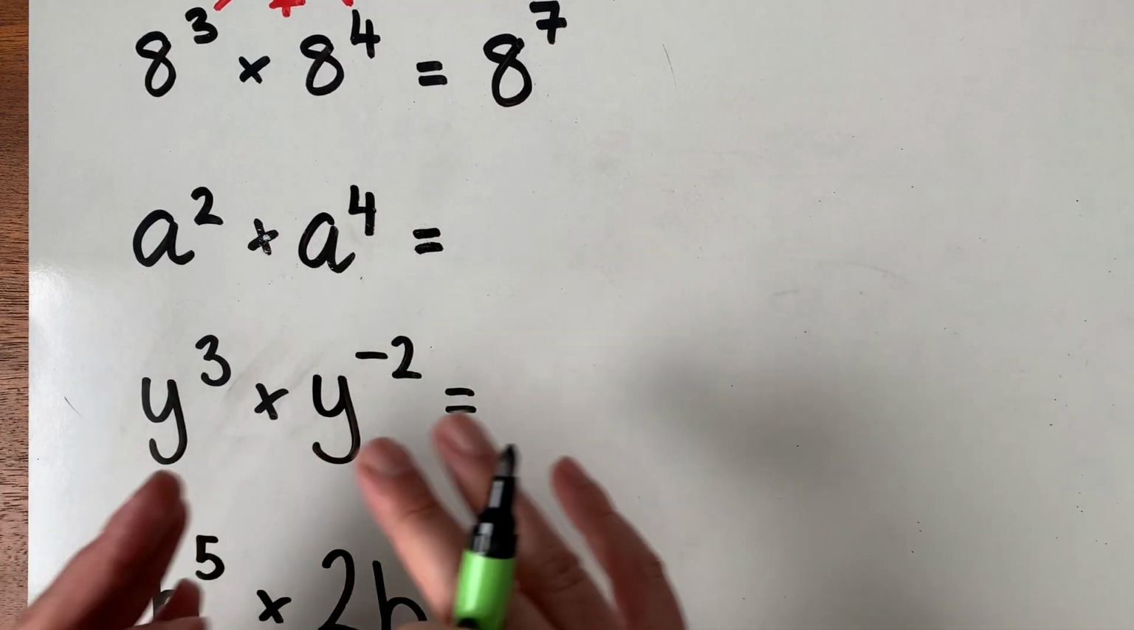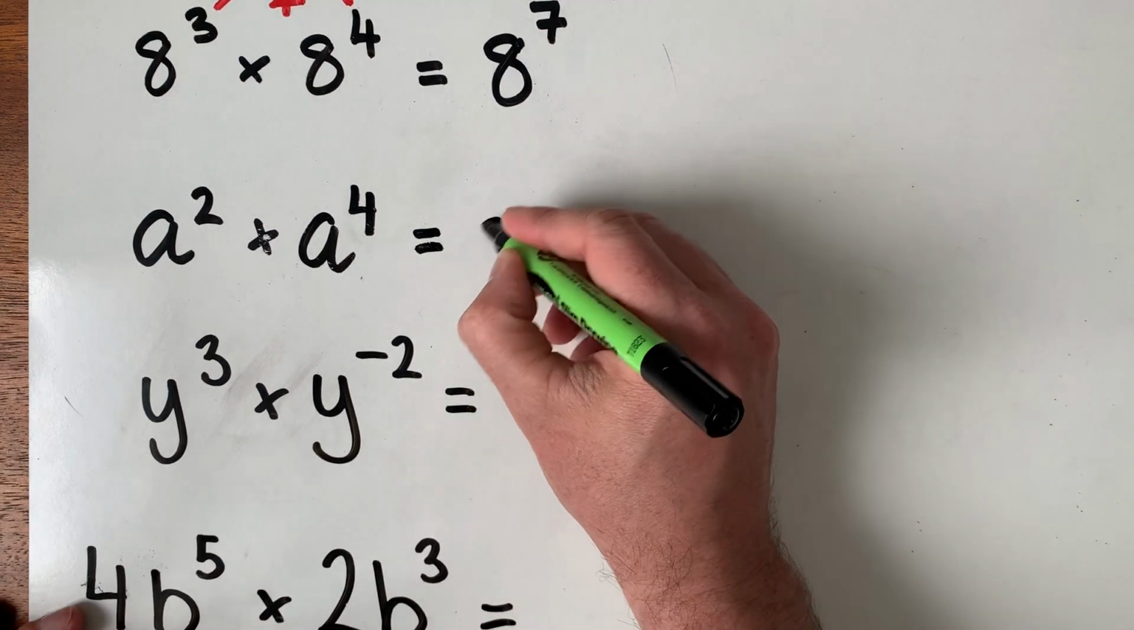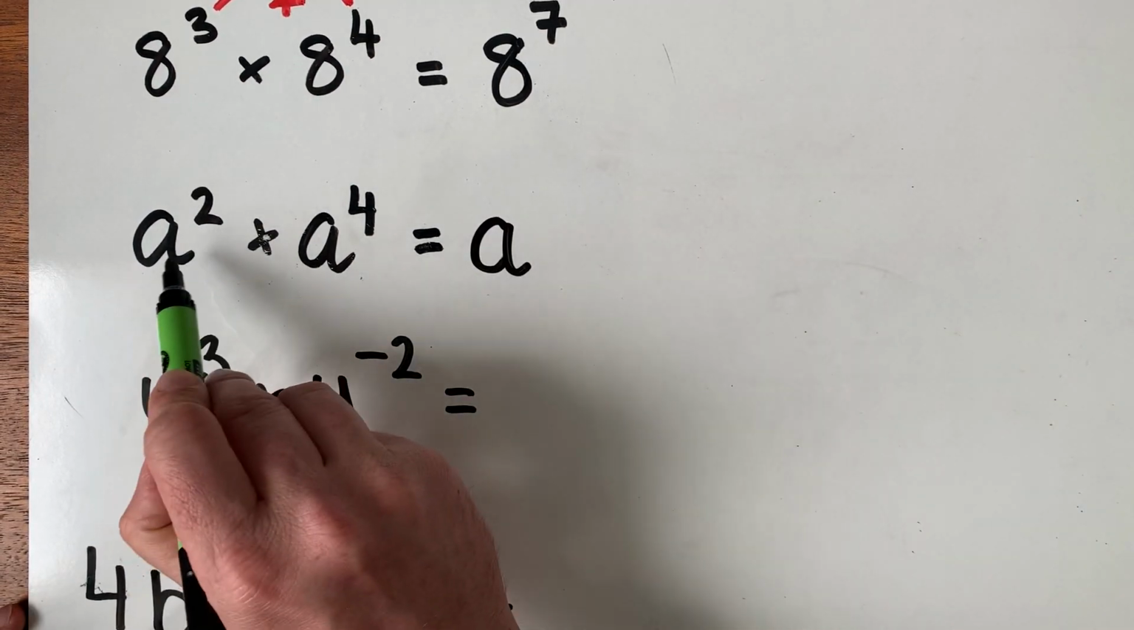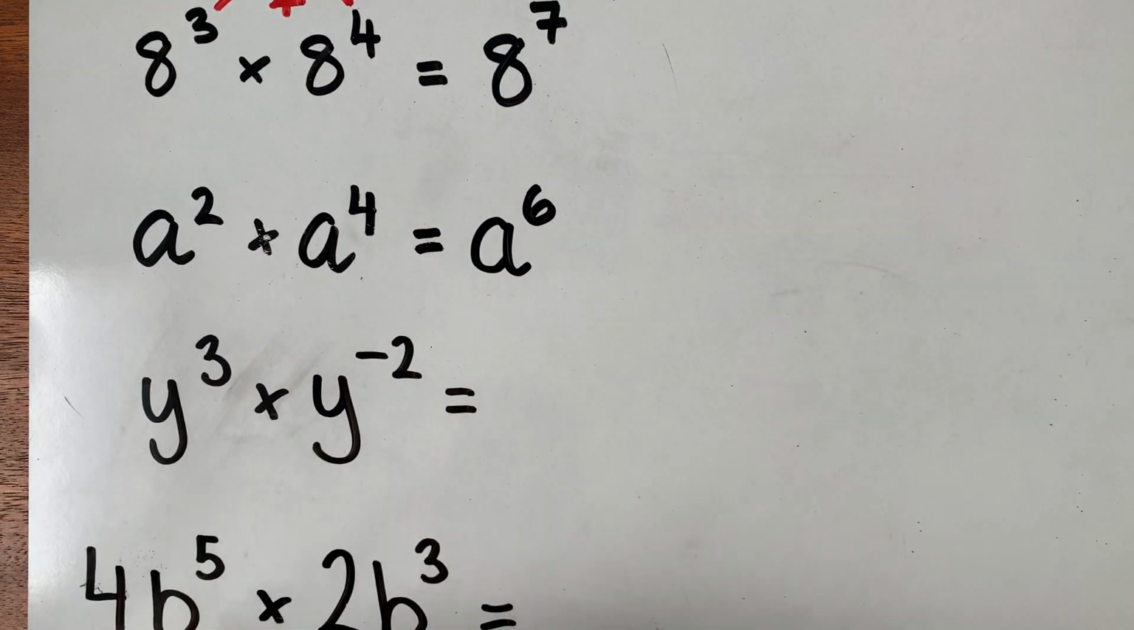On to the next one then, similar strategy. We've got A multiplied by A to the power of 4. And that gives me A. How many A's are multiplying? We'll add 2 in the first place, multiplied by another 4. So A multiplied by itself 6 times.